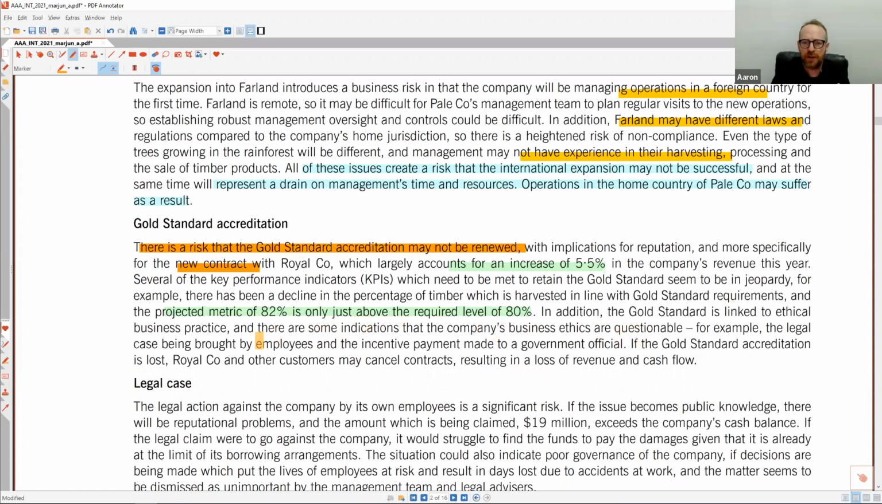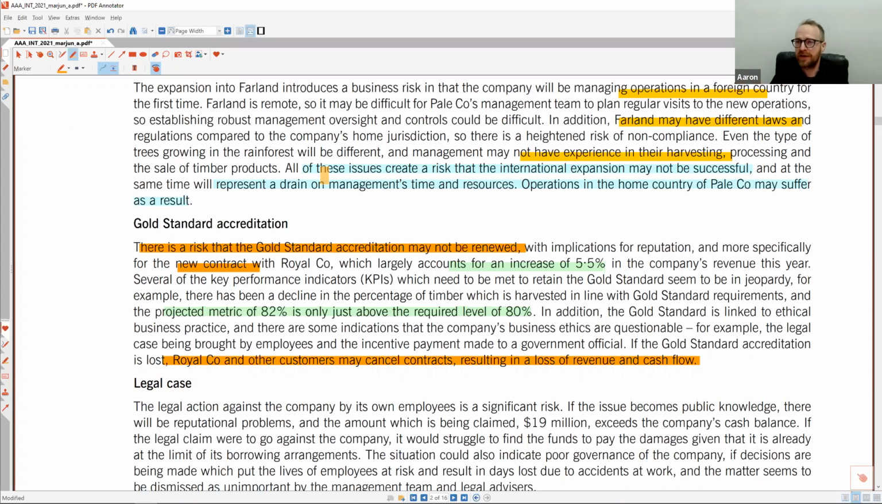Later on they talk about the employees and the incentive. Again, this is the bit that I think is really important to pick out. This could result in customers cancelling contracts, resulting in a loss of revenue and cash flow. That's the bit that students don't do. There are three things I've highlighted here, and they are the three key problems with this type of question. Number one, you don't say what the risk is. The risk is that they don't get this accreditation. Simple, but people don't say it.